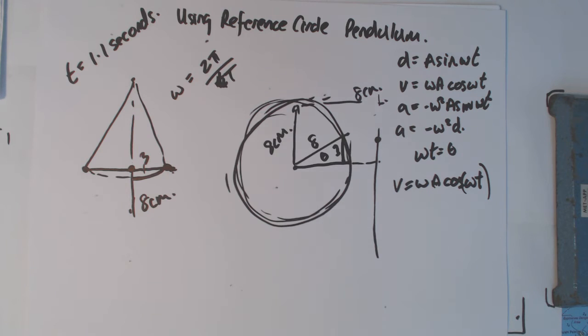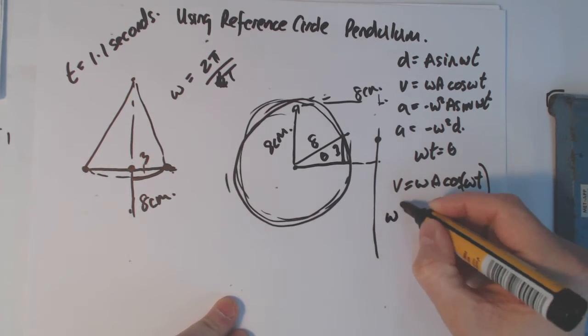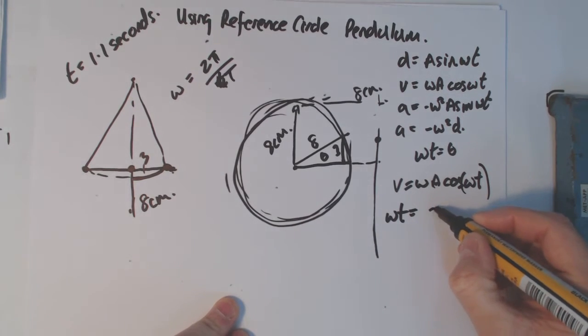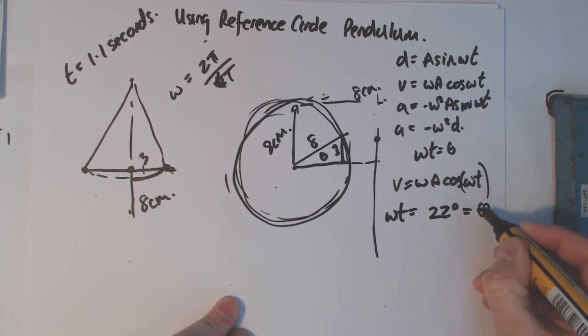Let's work out our angle first. Our angle is an inverse sine, just 3 divided by 8. We'll do it on our calculator here: inverse sine of 3 divided by 8, and I've got it in degrees as 22.02, so I'll just call that 22 degrees. So I've said the angle, omega t, equals 22 degrees, equals theta.